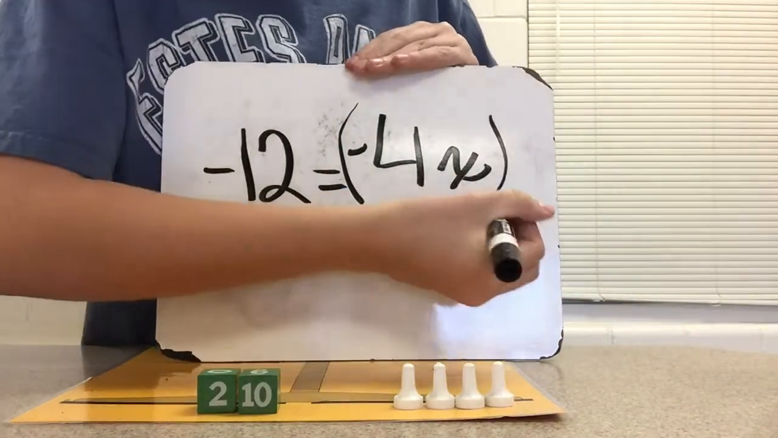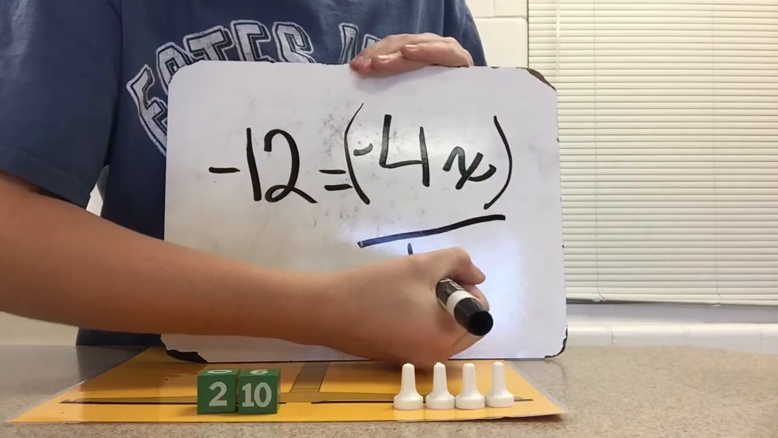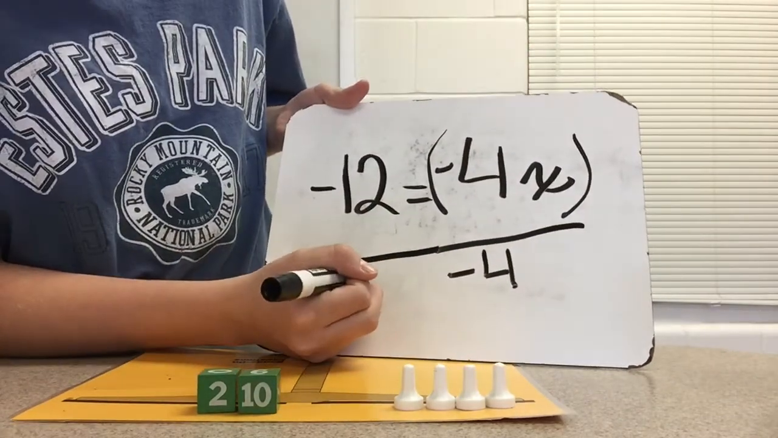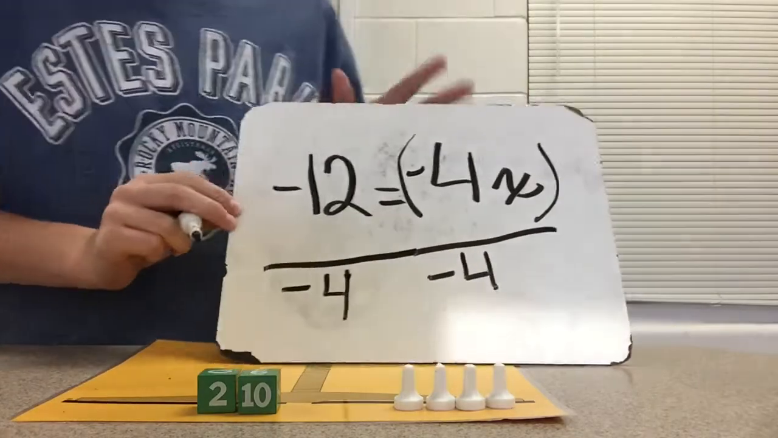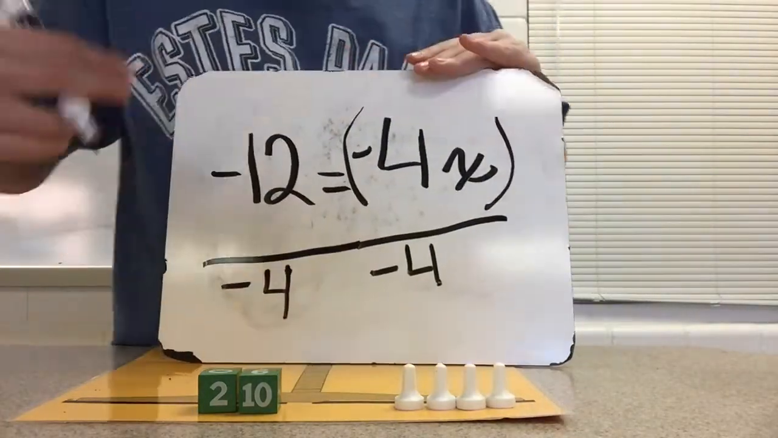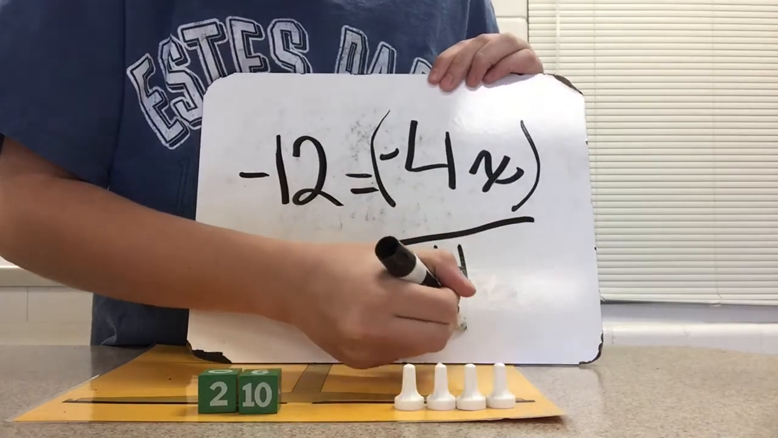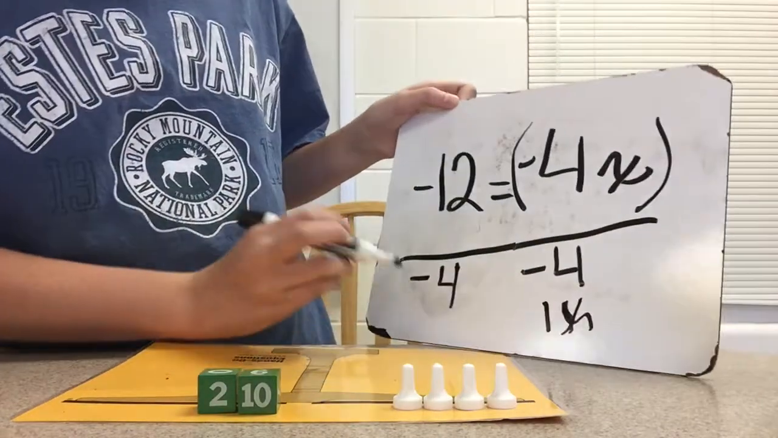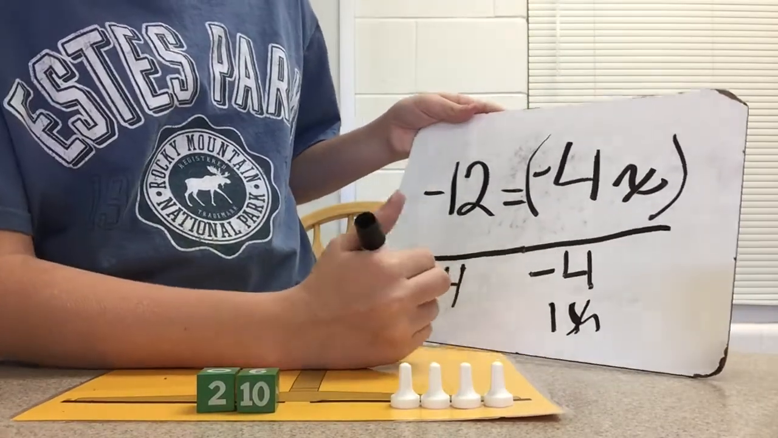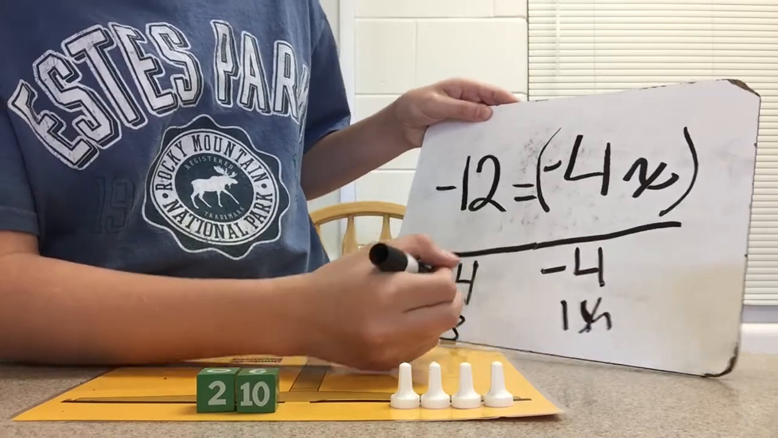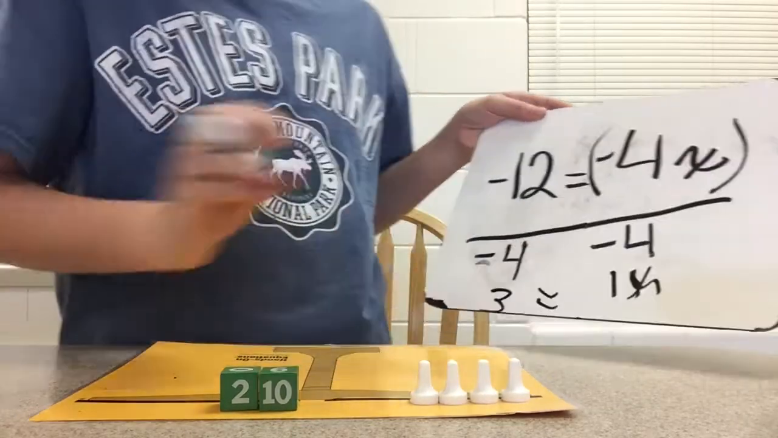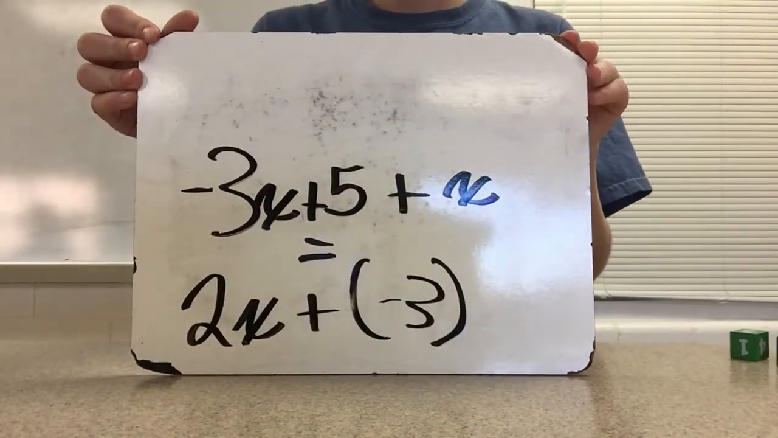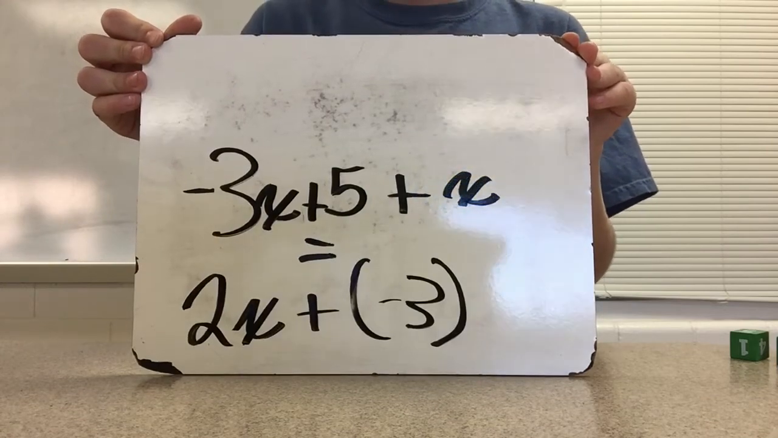And we're going to divide each side by a negative 4. So negative 4x divided by a negative 4 equals 1x. And then negative 12 divided by negative 4 equals positive 3. So 1x equals 3.